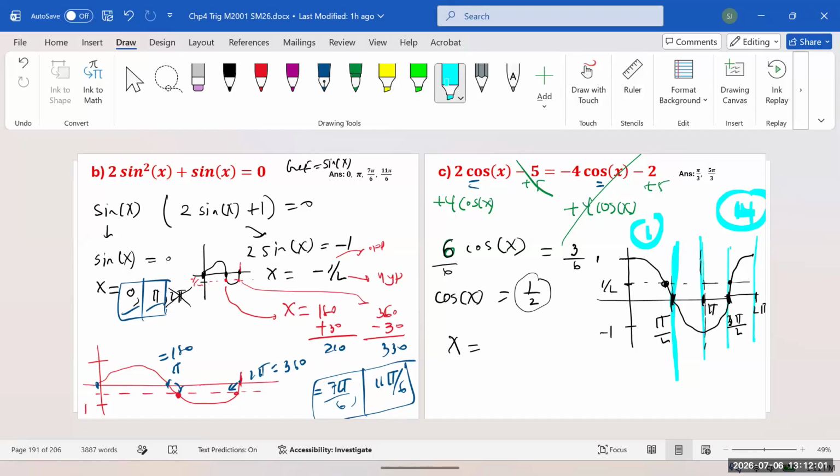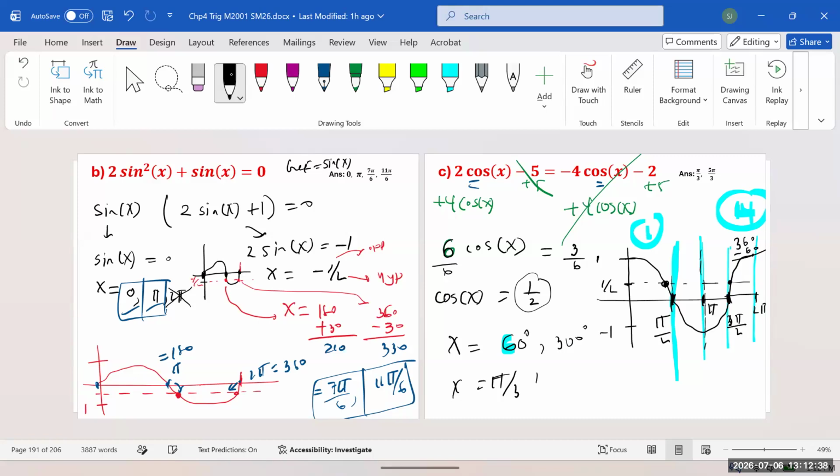Oh yeah, cosine is positive only on the first and fourth quadrant. So which angle x? X means on the left. So which angle is this? 60 degree. So definitely one of them is 60 degree, which is pi/3. And the other one will be -60, but we need a positive angle. So this one is 360 minus 60. That gives us 300 degree.